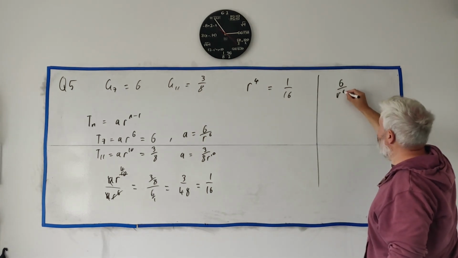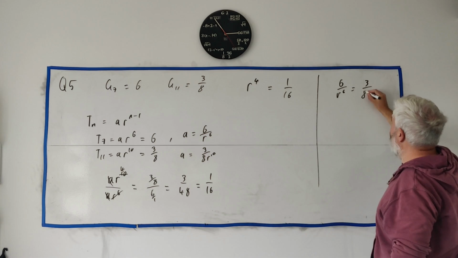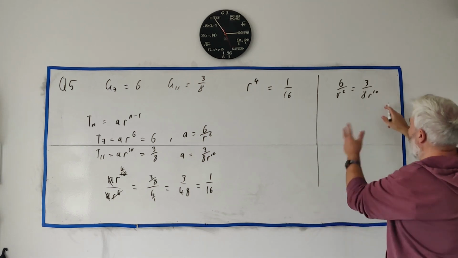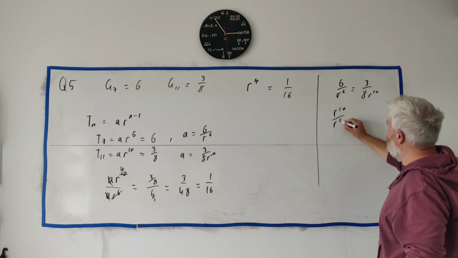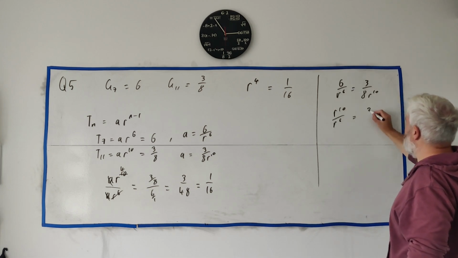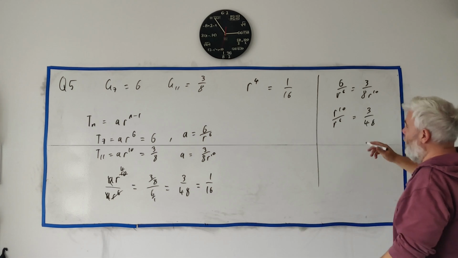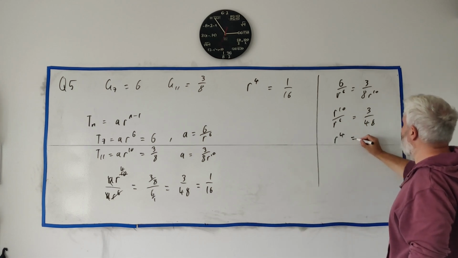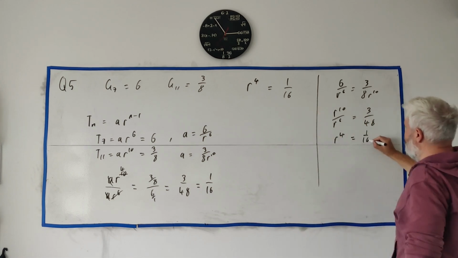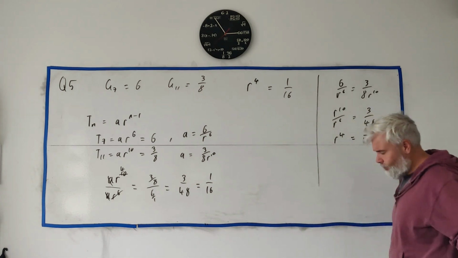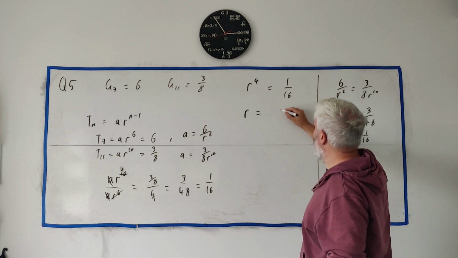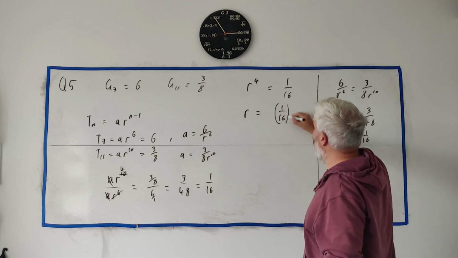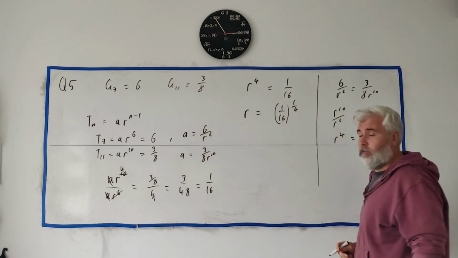6 over r to the 6 equals 3 over 8 r to the 10. Start rearranging r to the 10 up here maybe, over r to the 6, that 6 has to come down then. 3 over 48. And that becomes r to the 4 is equal to 1 over 16. Same thing as we get here. Okay, what do we do next? Next thing, we just get r is equal to 1 over 16 to the power of 1 over 4.